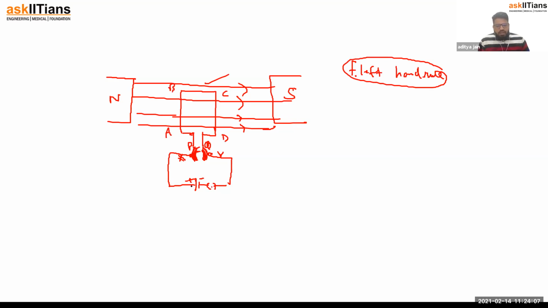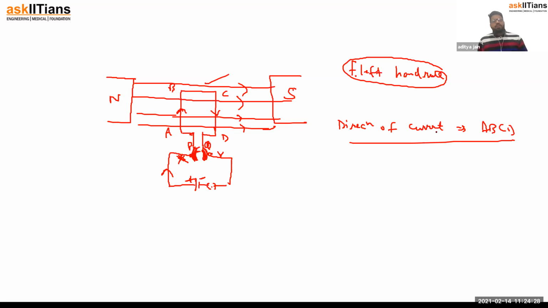So if I close the circuit, what will happen? The current will flow like this from positive to negative terminal. It will move towards X. So from X, it will go to P, then AB, then CD. So initially the direction of current in the coil is ABCD.